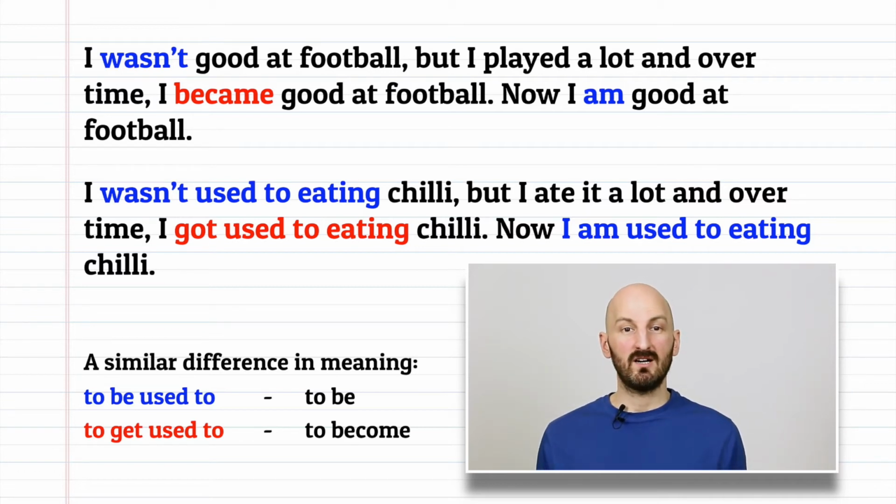Some other examples are, I'm getting used to driving on the left. I'll never get used to the time difference between China and England. Politicians are used to lying to the public. Now, how do we form sentences with used to? Well, it's fairly simple. Let's have a look.